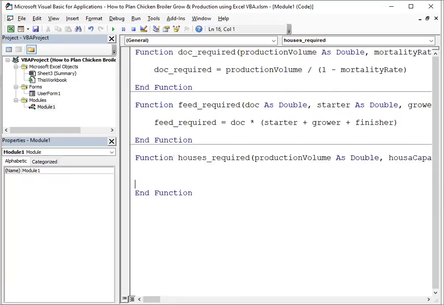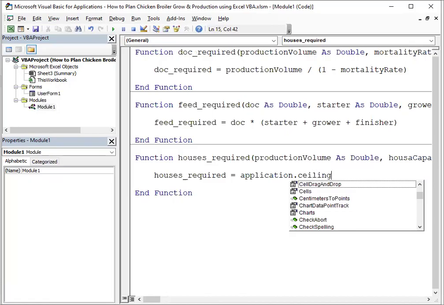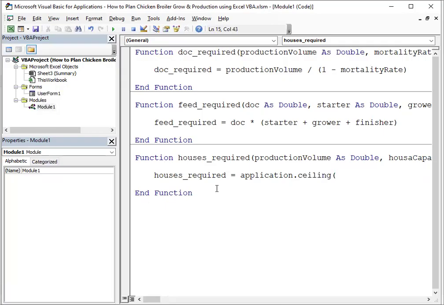Okay. Then the equation would be houses underline required equals application, okay, that's ceiling. Again, production volume.